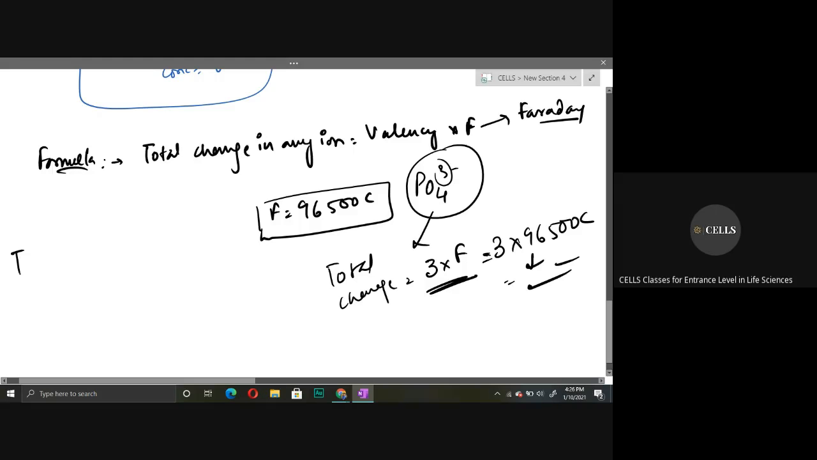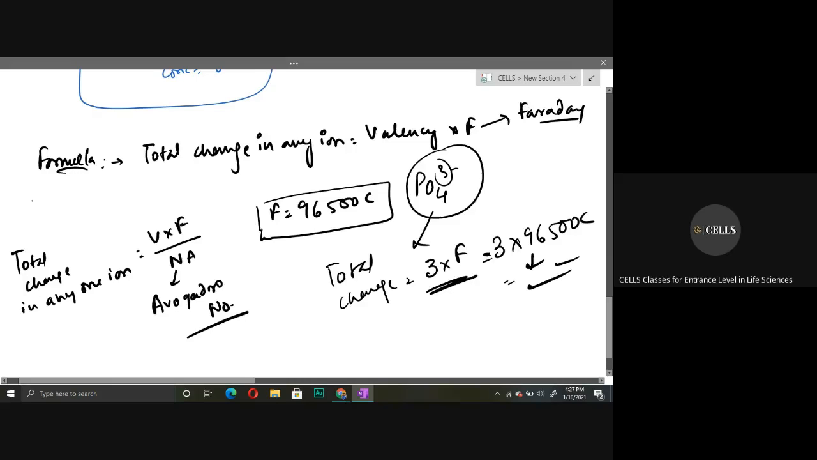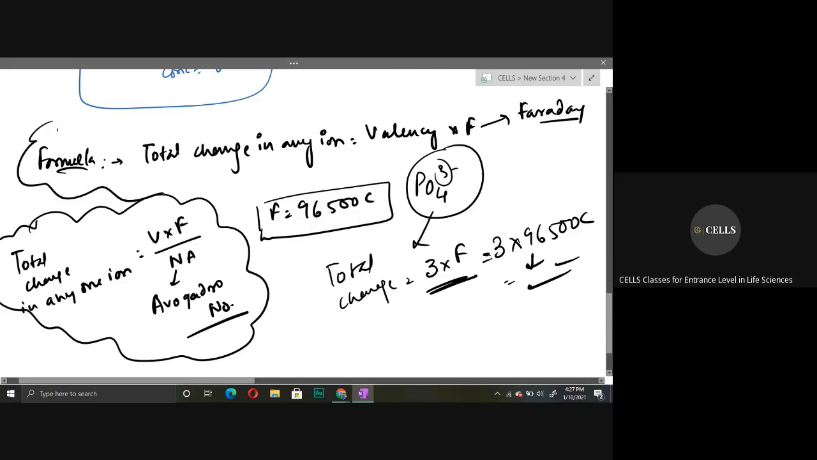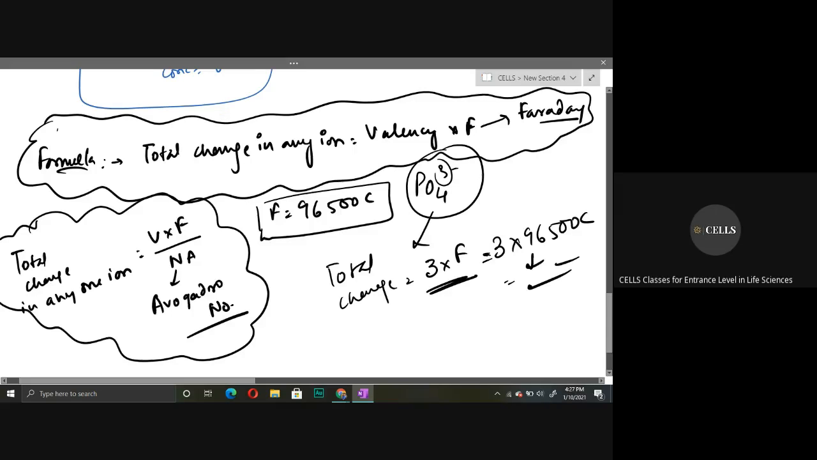Now if they ask you total charge in any one ion, so it will be valency into F, total charge, but in one ion, so you just divide by the Avogadro number. This is also an important formula. These things are important. Cool.